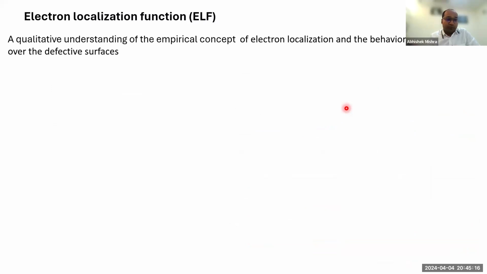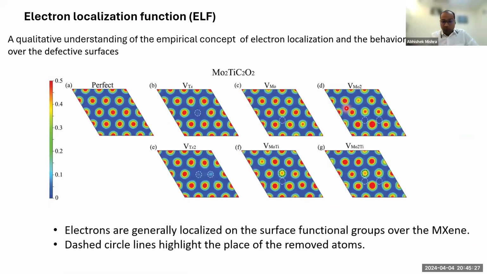One of the important parameters is the electron localization function, and let me tell you why it is important. From a definition point of view, it gives you a qualitative understanding of the electron localization and behavior of electrons over the defective surfaces. So these are the ELF plots for our MXenes for different kinds of defects, and you can see that electrons are localized on different domains close to the defects, as well as the functionalization groups. The dashed circle lines highlight the place of removed atoms here.